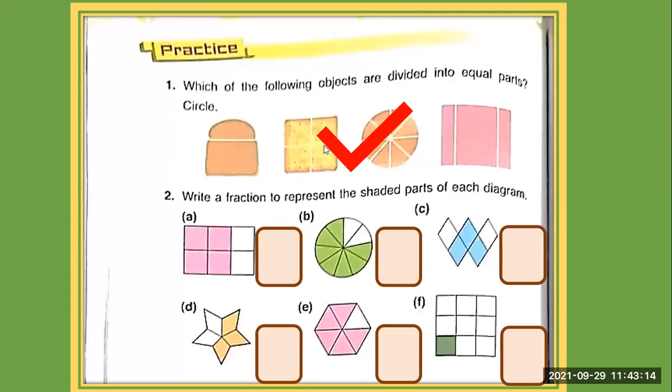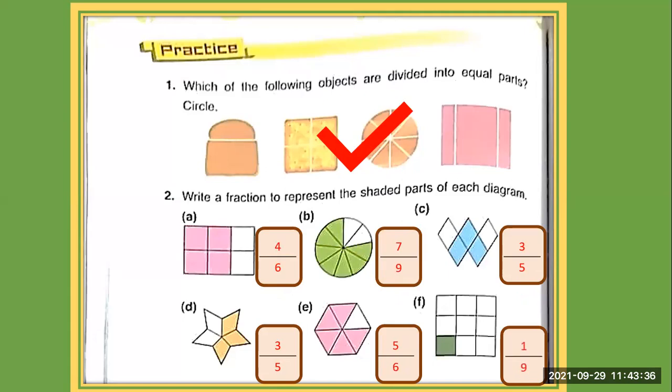As you can see here, the true diagram is the one I check, because you have to encircle this one. And in number 2, the answer here is 4/6, and then letter B, 7/9. Letter C is 3/5. Letter D is 3/5. Letter E is 5/6 because 5 parts are shaded.